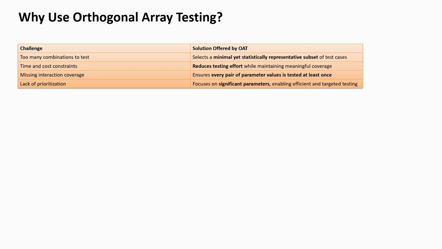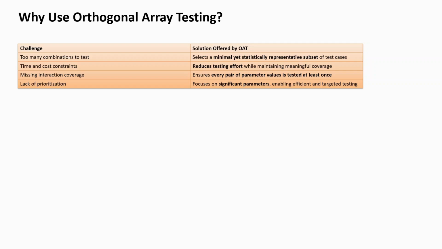Now let us try to understand why someone has to use orthogonal array testing and what challenges it solves. The first item is too many combinations to test. If you have an application with multiple input parameters and each of these input parameters has multiple combinations, testing all the possible combinations can be overwhelming. What does OAT do? OAT chooses only the combinations needed to cover all the interactions efficiently.